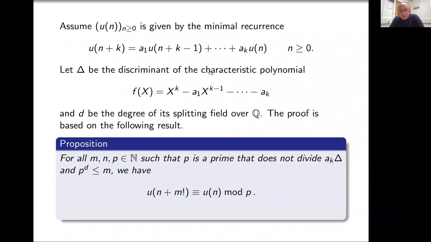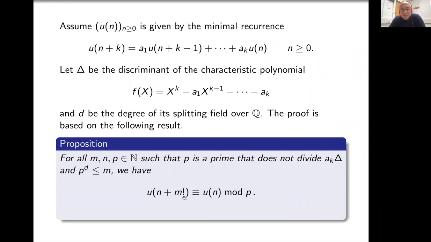Take this linearly recurrent sequence, take a prime, which is small enough, but it can be any prime other than finitely many bad primes. So the bad primes are the primes which divide this coefficient, meaning somewhere in some extension, there might be some prime ideal that divides the roots and that divides the discriminant of the field or of the polynomial and so on. And suppose that the prime is not so large, it's up to m to the 1 over d. Then u_{n+m!} looks like u_n modulo p.